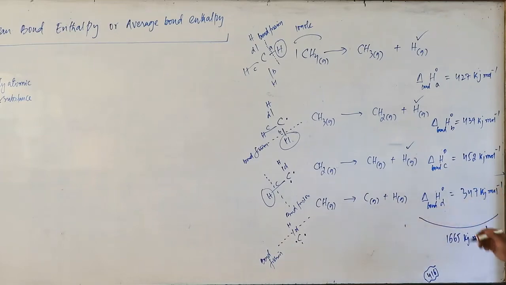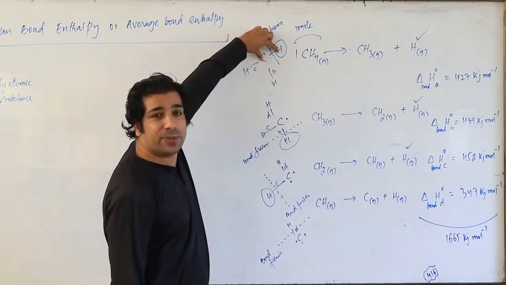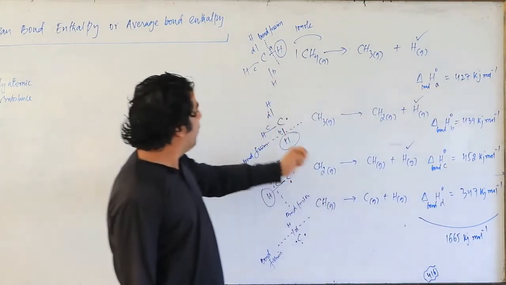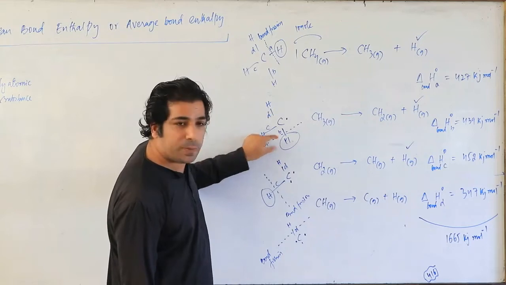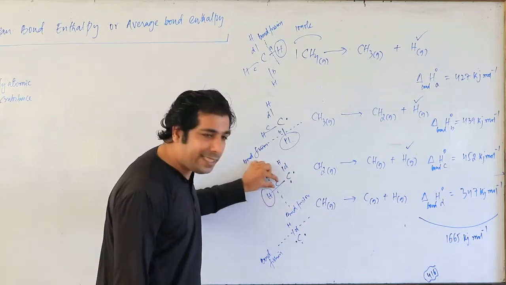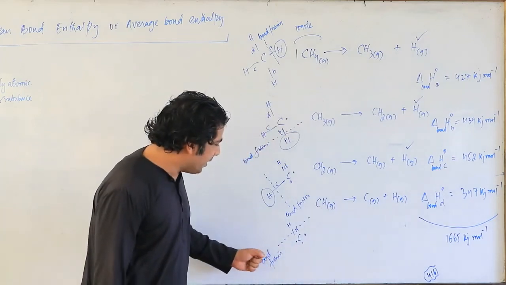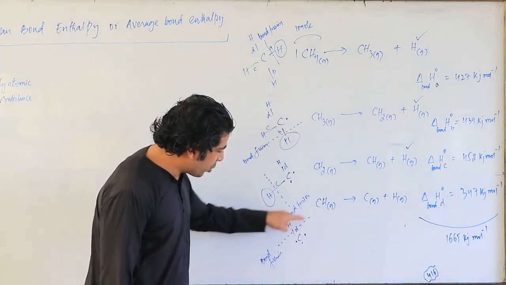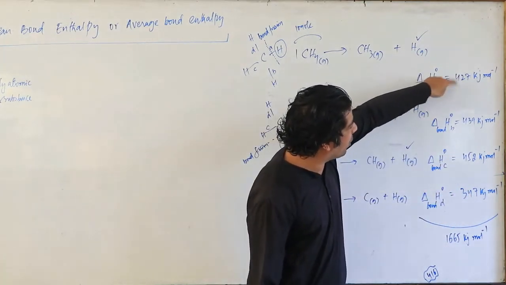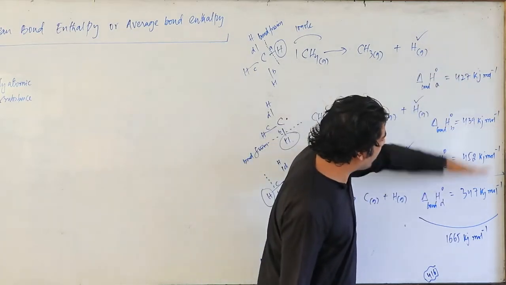347 kilojoules per mole. My dear friends, when I was breaking this C-H bond A, this much energy was required, 427 kilojoules. When I was breaking C-H bond B, this much energy was required. When I was breaking bond C, I required this much energy to break this bond. And finally, in this unstable part CH, I required less energy, 347 kilojoules per mole. Everywhere I am breaking a C-H bond, but the energy requirement is different.